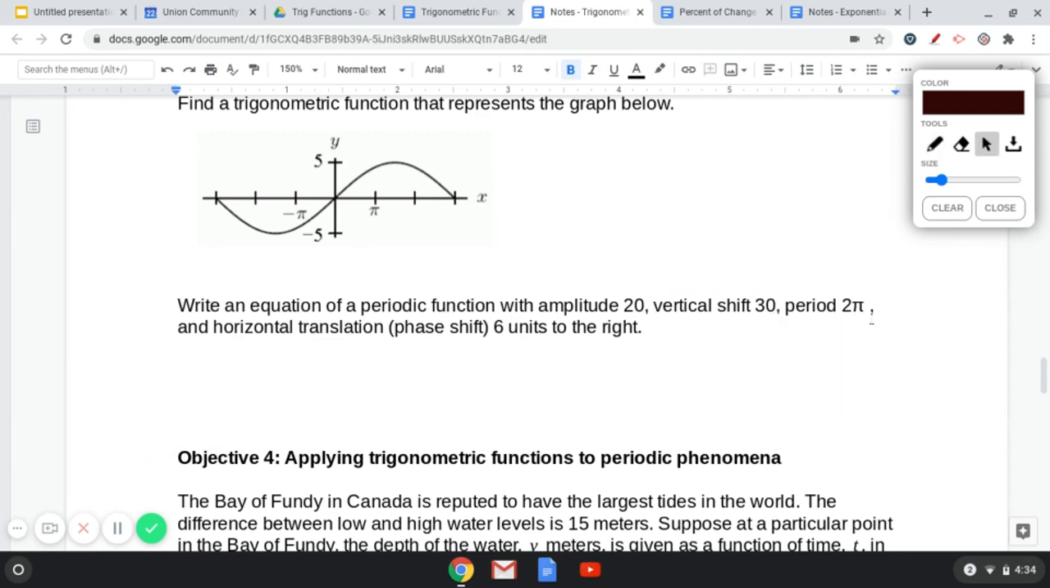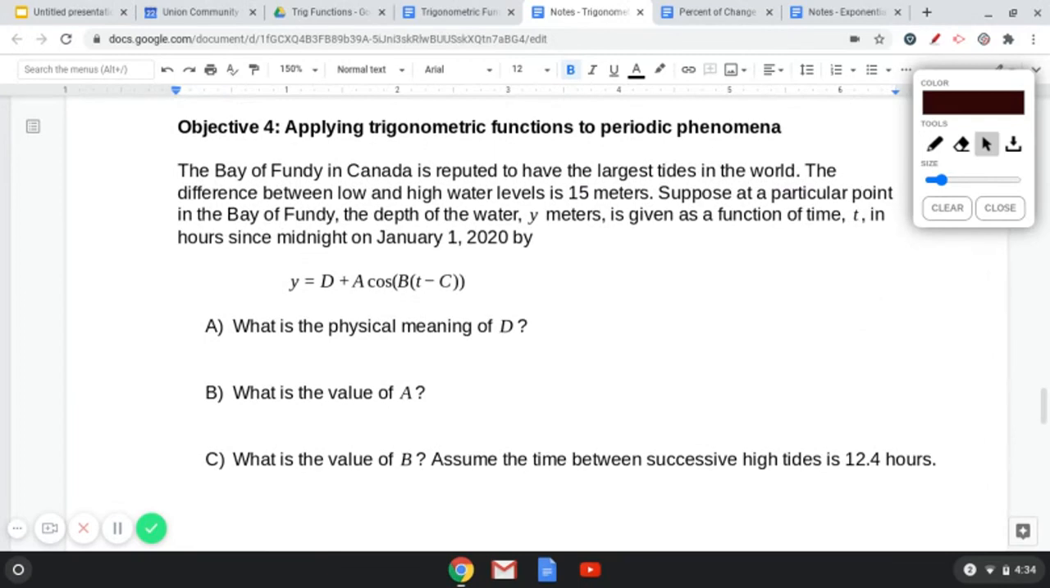All right, last part of this video, applying trig functions to periodic phenomena. So the Bay of Fundy in Canada is reputed to have the largest tides in the world. The difference between low and high water levels is 15 meters. Suppose at a particular point in the Bay of Fundy, the depth of the water, y meters, is given as a function of time, in hours since midnight on January 1st, 2020, by this equation.